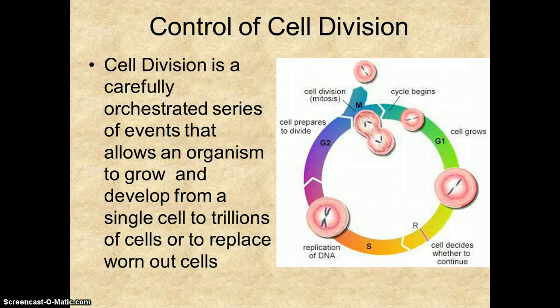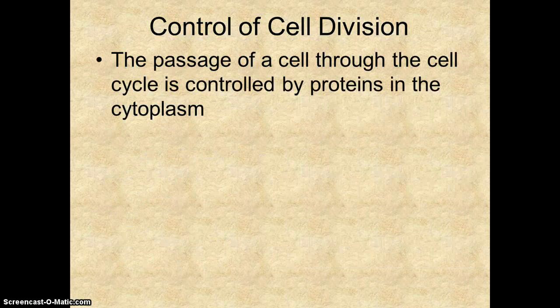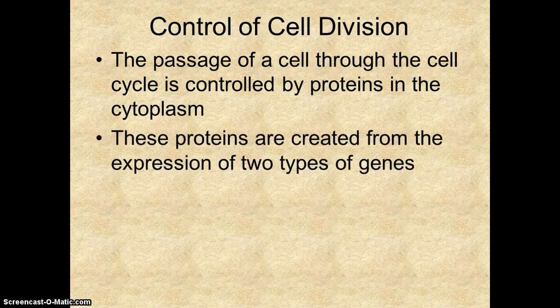So cell division is a very highly organized process which allows organisms to go from a fertilized egg to an adult. And the process of the cell cycle is controlled by proteins. And these proteins are created from the expression of two types of genes.